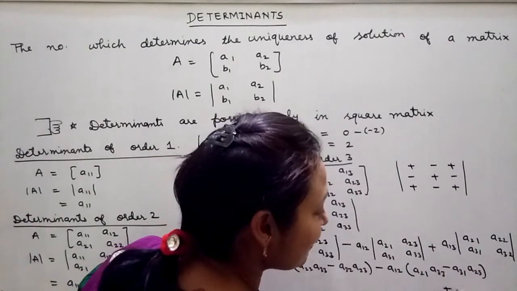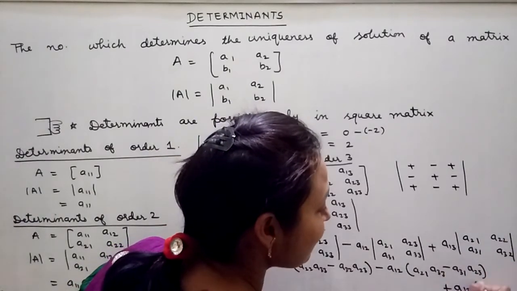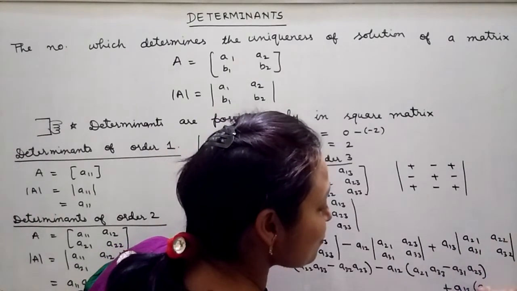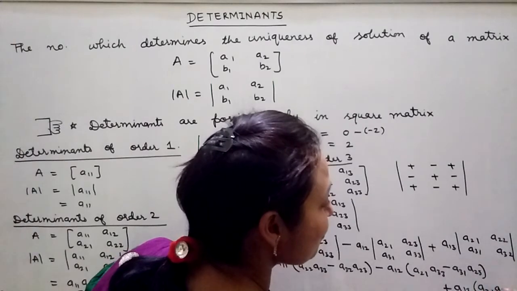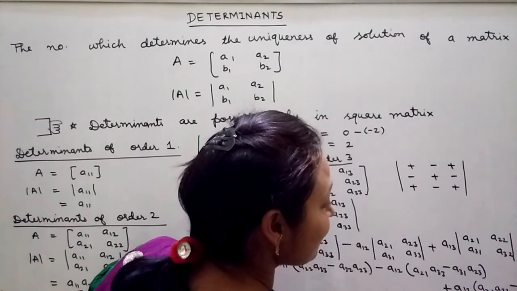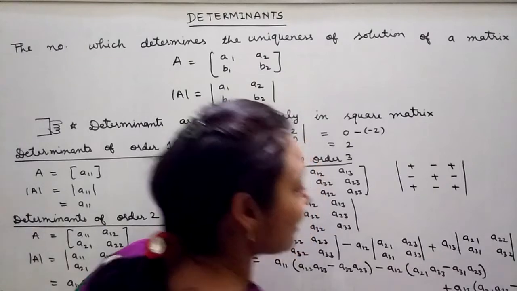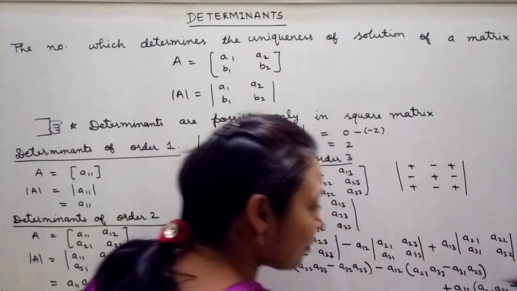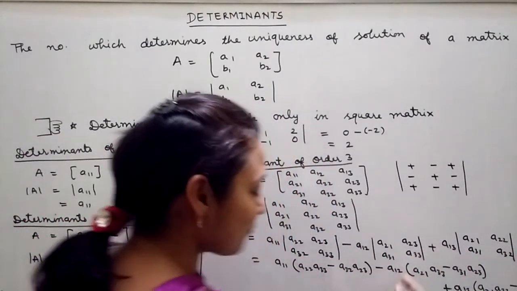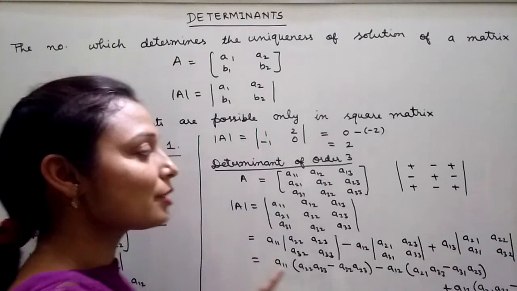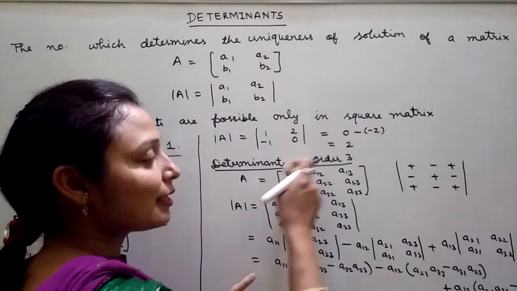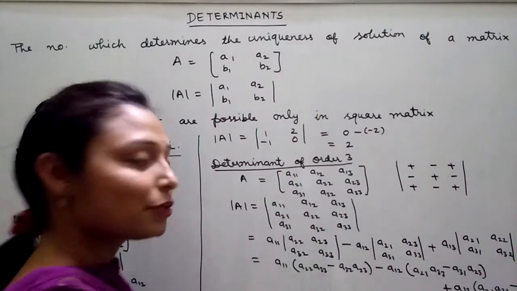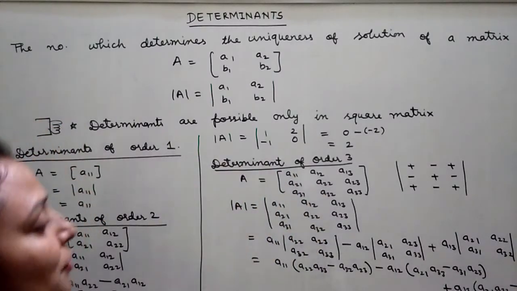With the third element plus A13, we multiply A21, A32 minus A31, A22. After solving these elements, we get the one unique solution which determines the uniqueness of the solution of this matrix. Now come to the example of order 3.